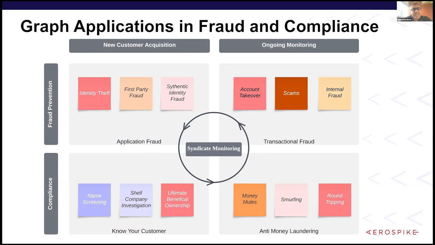So the way I like to think about this is by looking at it as a 2x2 matrix: fraud prevention and compliance, these two functions, on the horizontal, and the customer lifecycle, from the perspective of acquiring a new customer to ongoing monitoring, on the vertical axis, right? So the first block on the top left, which is that of application fraud, I think this is one area where graph technology is almost a mandatory requirement, in a sense.